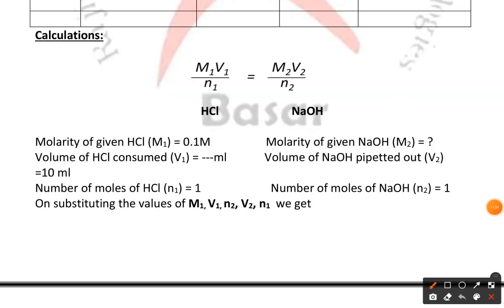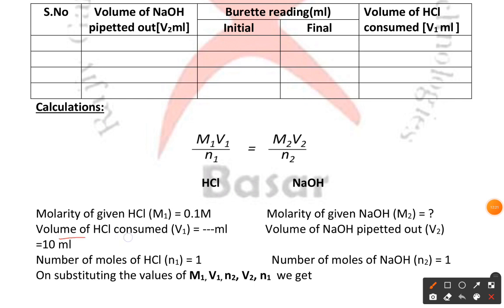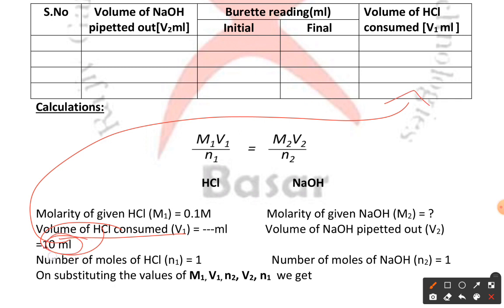Now come to the calculation part. In the calculation we have the formula: M1V1 by n1 equals M2V2 by n2. For HCl, the molarity is already given as 0.1 M. The volume of HCl consumed is 10 ml, and it is coming from this table. This value comes from the burette reading. Here, just for the sake of convenience, I wrote 10 ml.